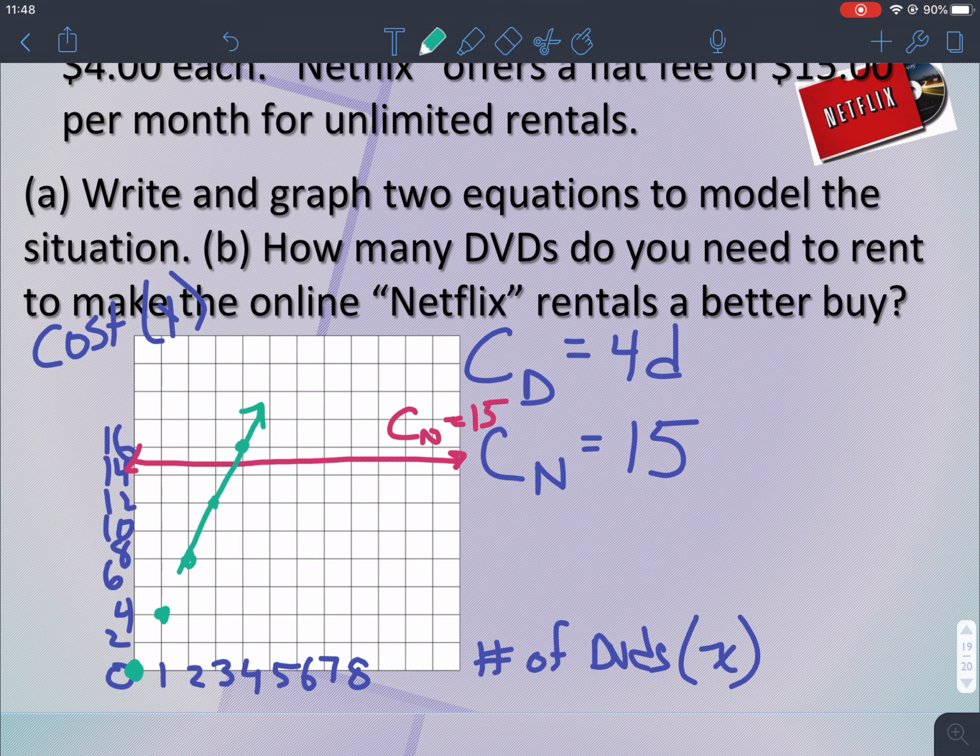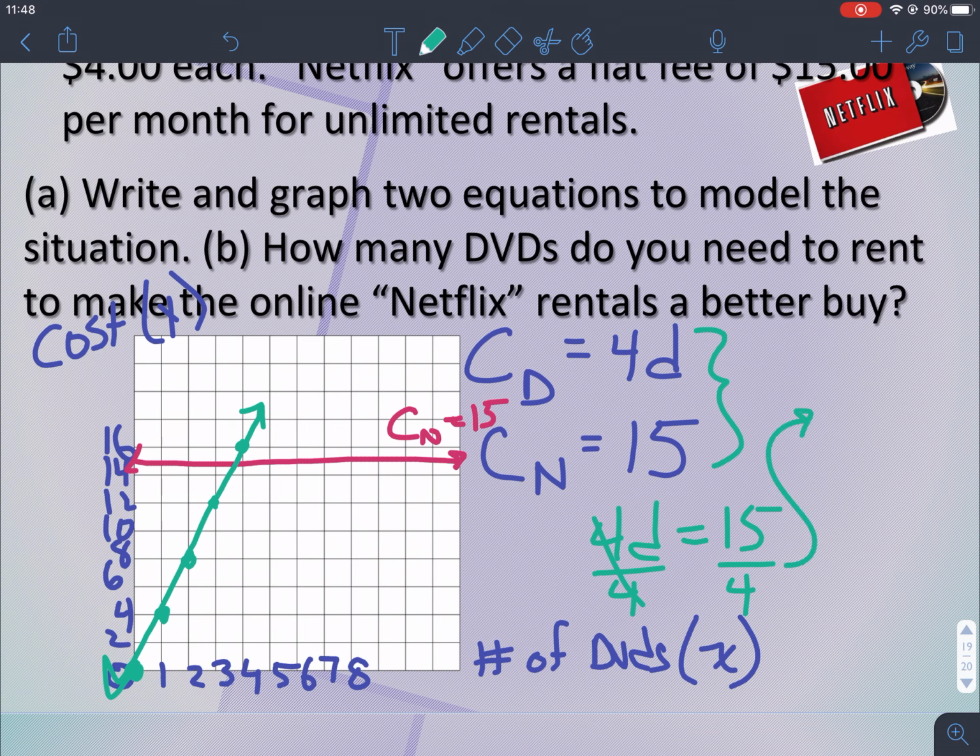If you've drawn a really nice graph, you can tell how many DVDs you need to rent to make Netflix a better purchase. It looks like you would have to rent 4 DVDs or watch 4 movies to make Netflix better. But let's do it algebraically by setting these two equations equal. 4D equals 15. Divide by 4. So the number of DVDs would have to be 3.75. And you have to round that up, and that would have to be 4 movies.